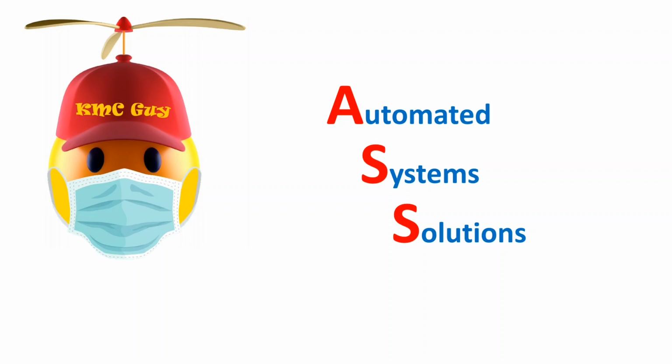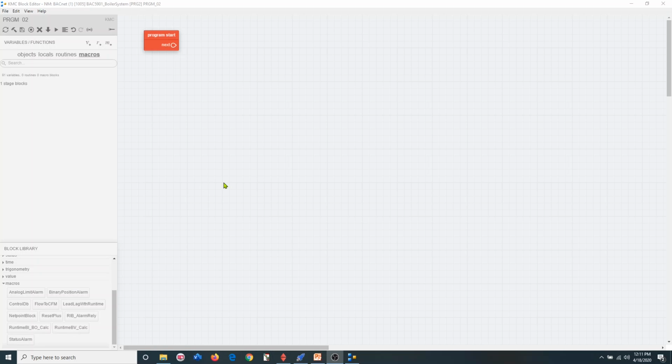Let's continue. The first macro block we're going to produce is a motor status alarm. It can be used for pumps and fans to alarm if the motor doesn't come on, or alarm if somebody turns it on and it's not meant to be on.